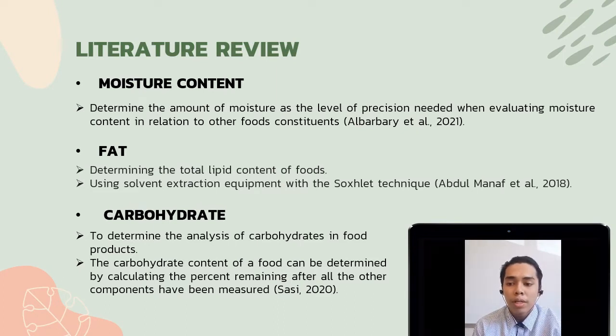For carbohydrate, the carbohydrate content of food can be determined by calculating the percent remaining after all the other components have been measured. Cited by Sasi 2018, it is important to determine the type and concentration of carbohydrate in food. For example, food quality such as sweetness, appearance, stability and texture depends on the type and concentration of the carbohydrate present.